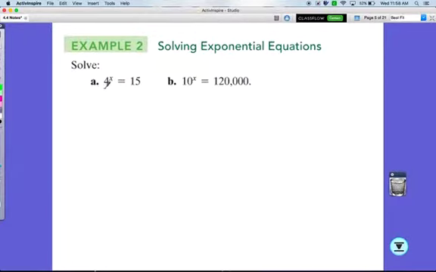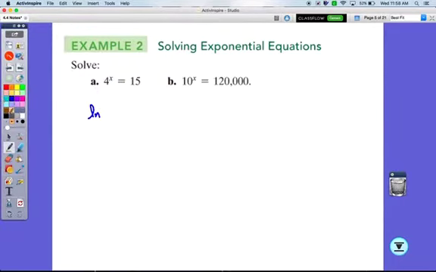So I've got 4 to the x power is equal to 15. 15 is not the answer to any power of 4, so you can't do it with that last way. So I'm going to have to use this new method. I'm going to write the natural log of 4 to the x is equal to the natural log of 15.